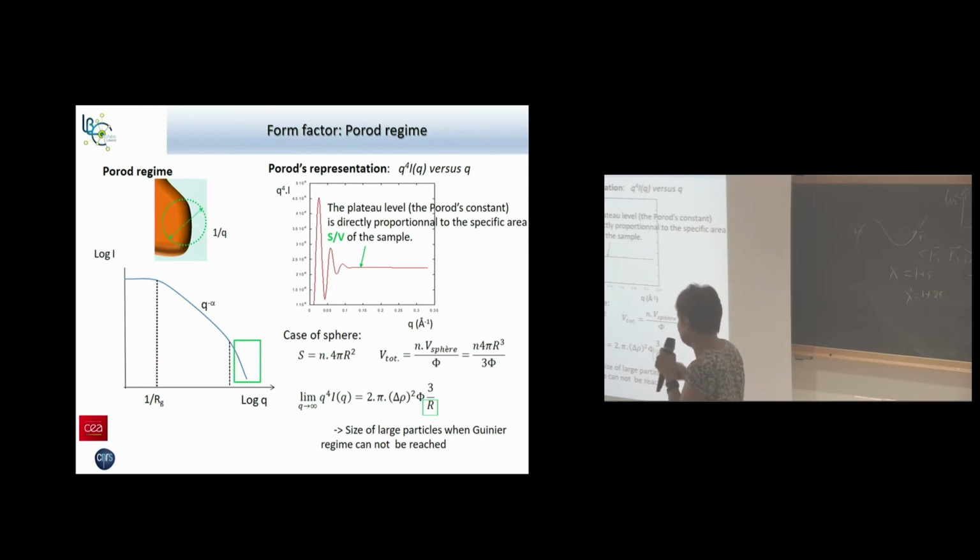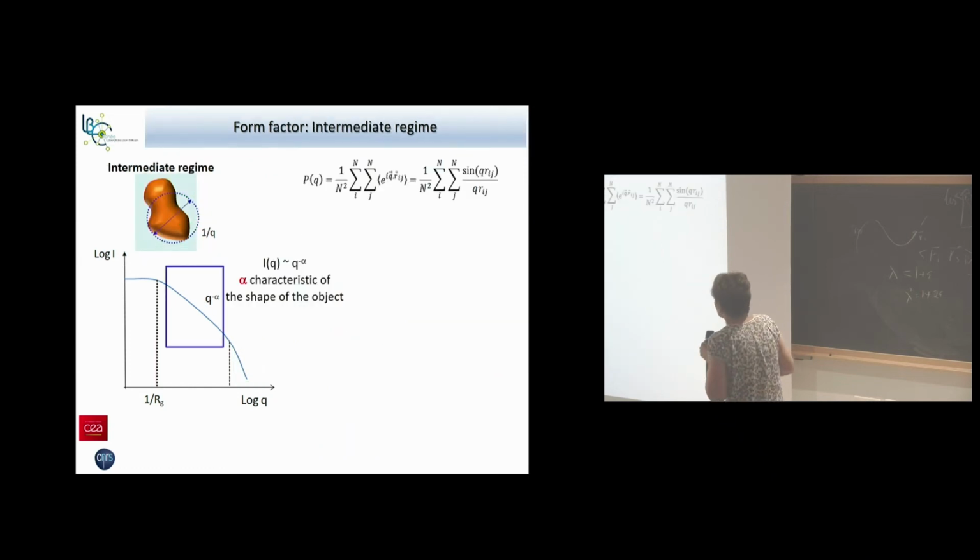It's the radius of the sphere. Yes, so the total area is the number of spheres times the surface of the sphere. R is the radius of the sphere. We can check if it is a sphere or not. If the two do not coincide, it means that it is probably not a sphere. And then there is the intermediate regime. This is an exponent which generally characterizes the shape of the object.